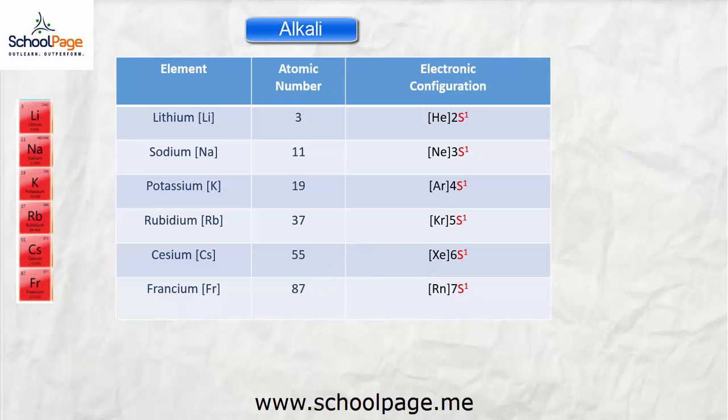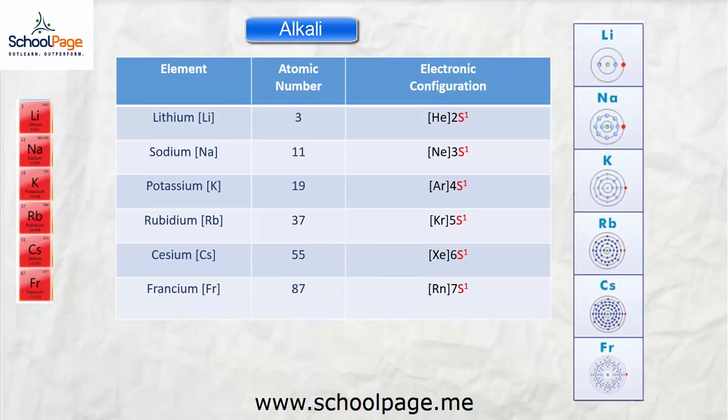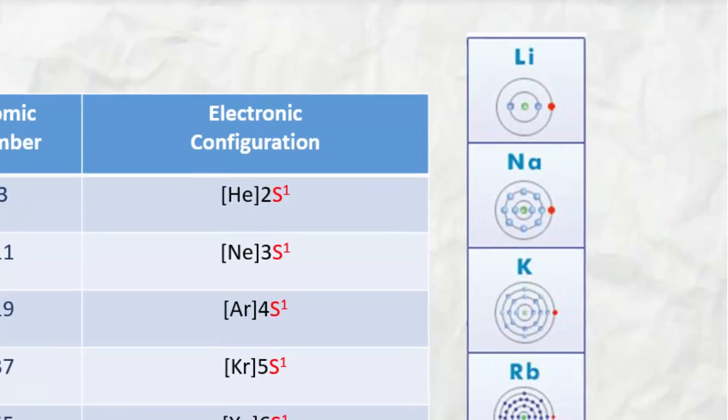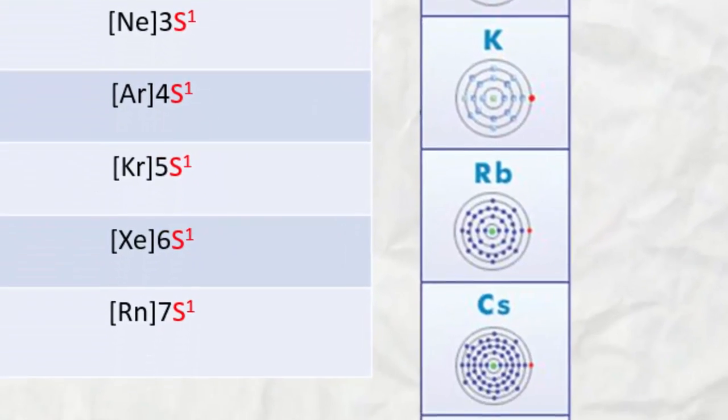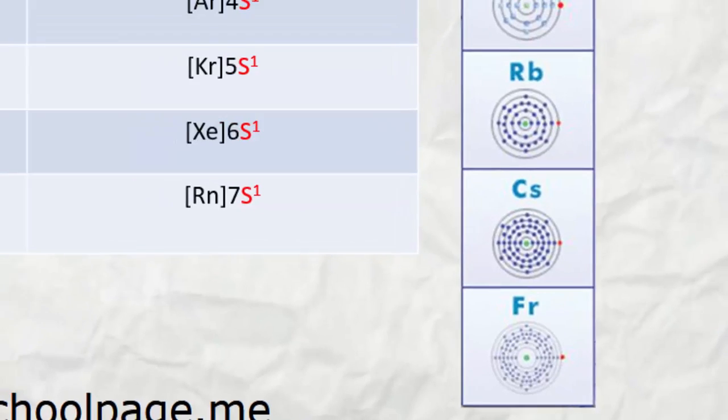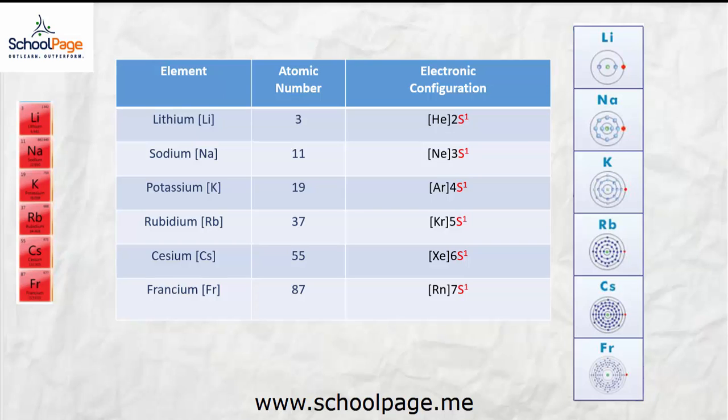Now let's observe the electronic configuration. You can see the structure of these elements on the right hand side corner, and you can see a red dot in the last orbital of these atoms. Yes, this red dot is nothing but the representation of the electron in the outermost shell. Now, how many electrons are there in the outermost shell? Yes, it is 1. Lithium has 1, sodium 1, potassium 1, rubidium also has 1, cesium and francium also have 1 electron in their outermost orbital.